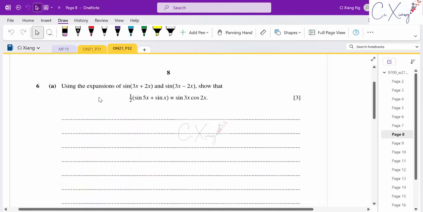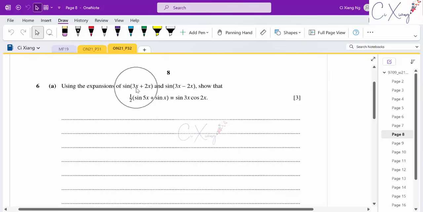Okay, so now we are at question number 6. Part A, using the expansion of sine 3x plus 2x and also sine 3x minus 2x, they want us to show that this equation is true, right? Okay, so since they already give us the hint, right?